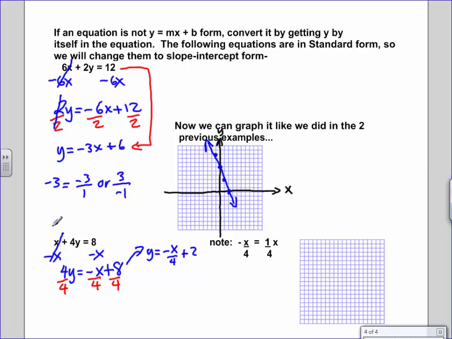Now what this notes over here is, okay, how are we going to count off the slope? We always said it's the number in front of x. Well, realize that negative x over 4 is the same as negative 1/4 x. So we can rewrite this equation as y equals negative 1/4 x plus 2. And we'll go ahead and graph this.